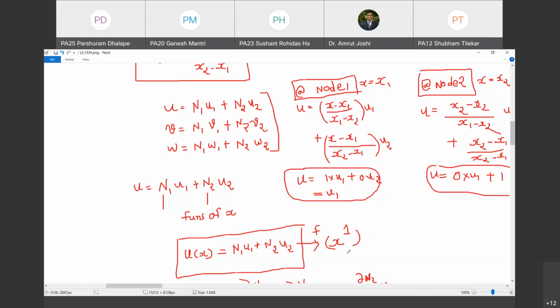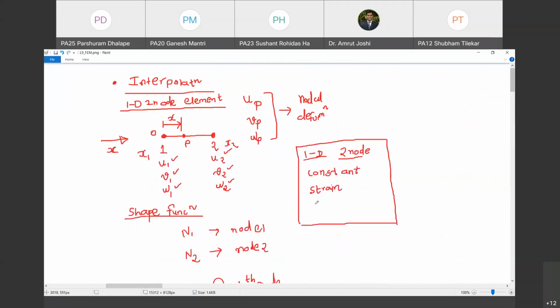So therefore we can say that the displacement within the element varies as the linear function of x. Therefore हम इसी element को और एक नाम देते हैं, linear element. What is linear? The variation of displacement within the element is linear. What is constant? The strain is constant. So we call it as a constant strain element, 1D two node element, or we also call it as a linear element. Are you with me? These are the descriptors for this element. Happy? Type your response in chat box.